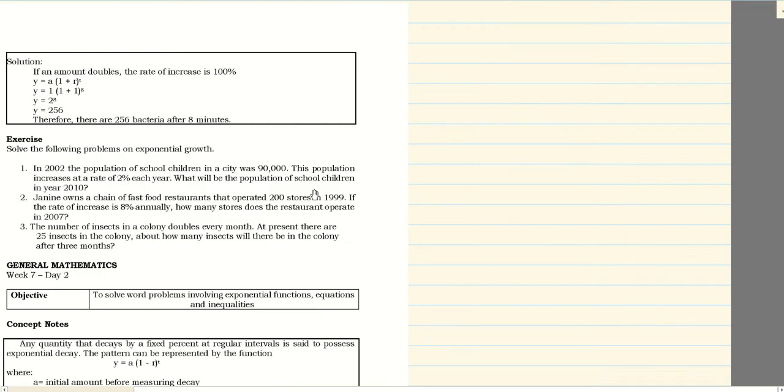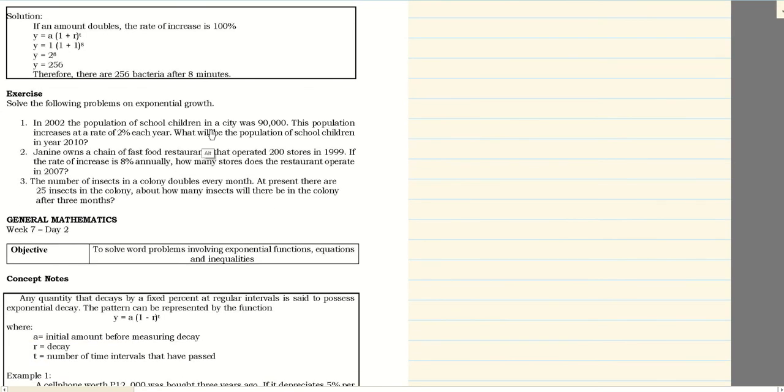Let's try this one, but let's erase one number. So there's still a challenge for you to answer the exercises. In 2002, the population of school children in a city was 9,000. This population increases at the rate of 2% each year. What will be the population of school children in the year 2010?